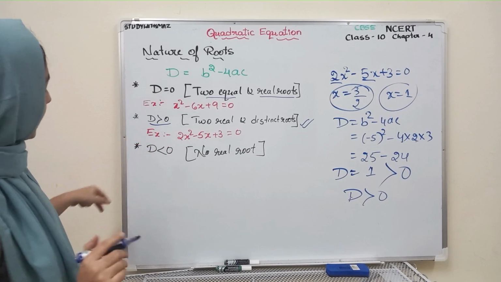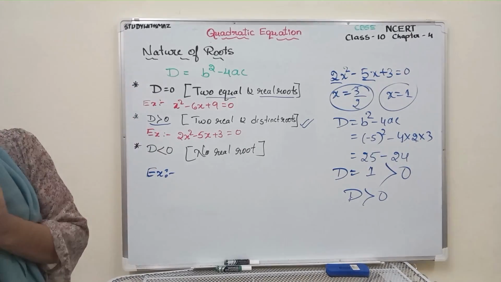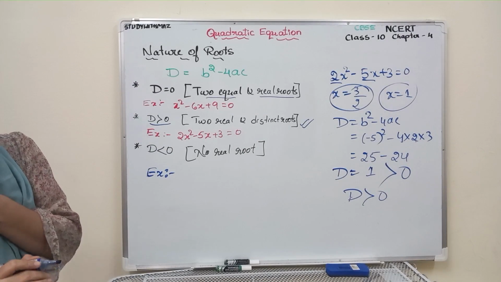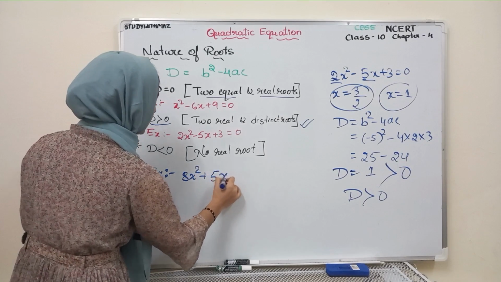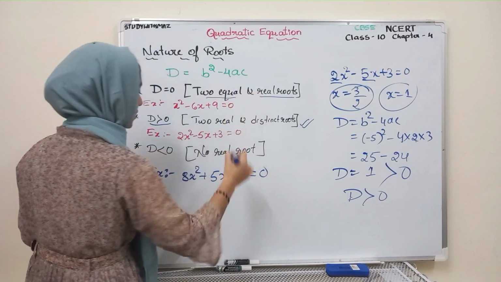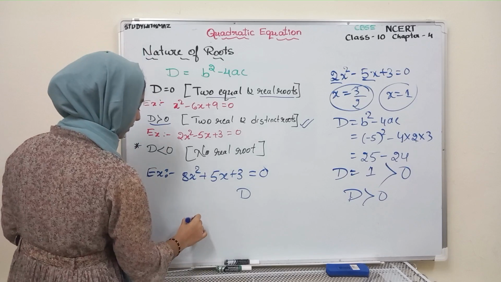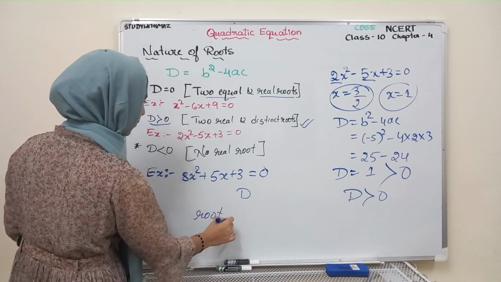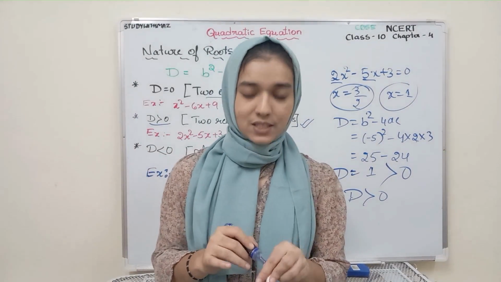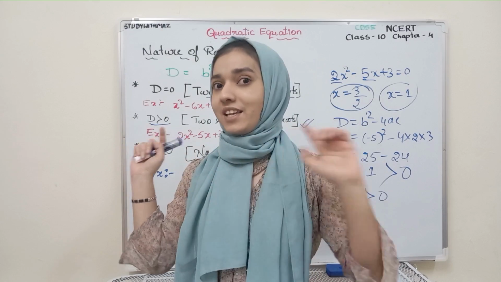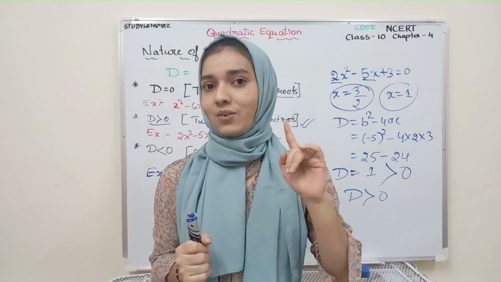So I will give the example for this and you have to test this on your own. Take the example 8x square plus 5x plus 3 equal to 0. Find the discriminant and find the roots and check whether your third condition is satisfied or not. So this is regarding your quadratic equation. I hope it is clear about the whole lesson in one short video.